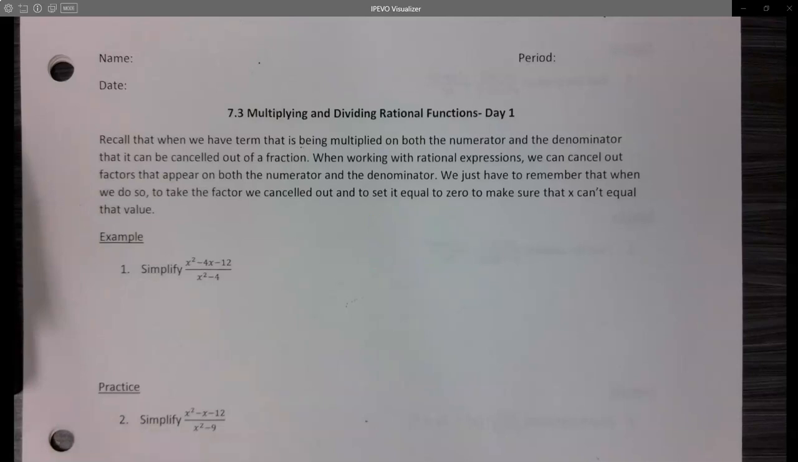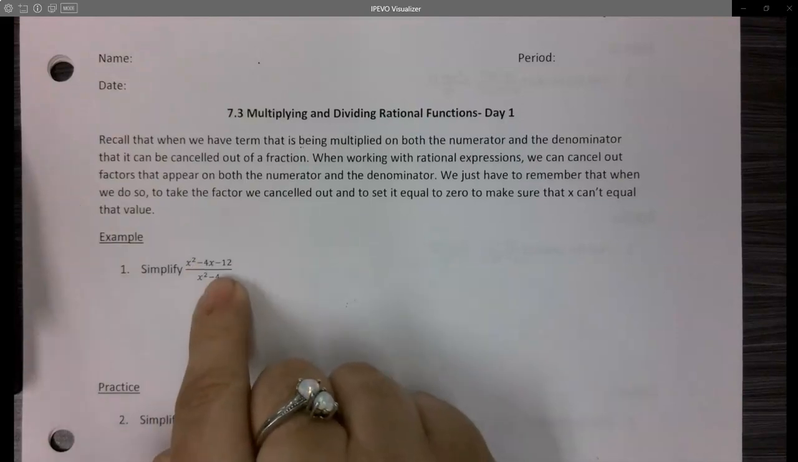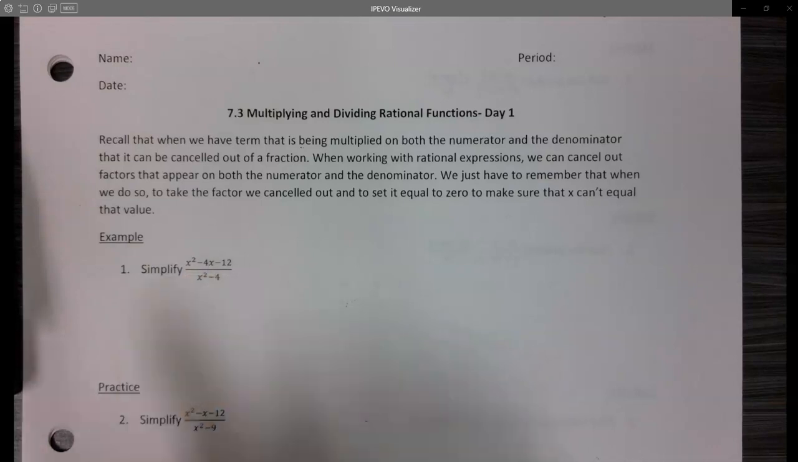When we are simplifying a fraction, we need to factor our expressions and cancel out anything they have in common, and then I have x not equaling whatever I cancel out. So, number 1 asks me to simplify this fraction. What I want to do is factor my numerator, so I'm looking for what multiplies to negative 12 and adds up to negative 4.